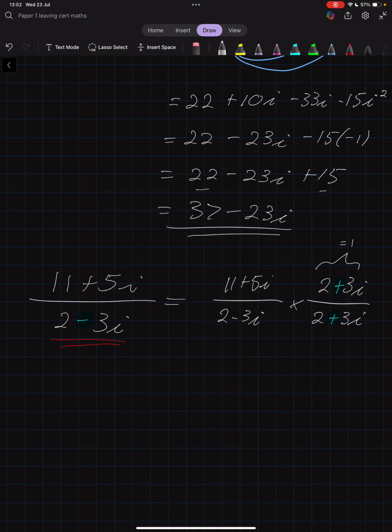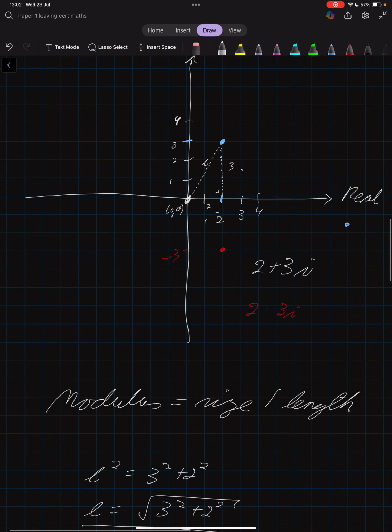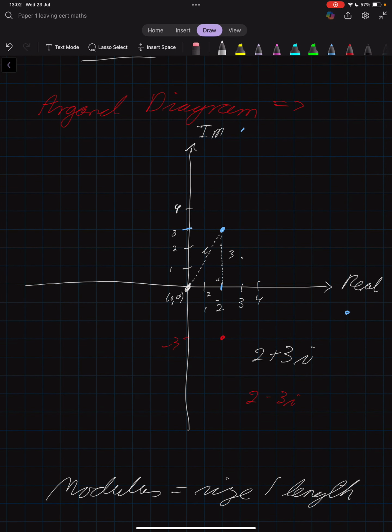So this is called the complex conjugate. This is the complex conjugate of this. This is the complex conjugate of this. You just change the sign of the imaginary part. So back up here, when I had these two things, this would be the complex conjugate of this.